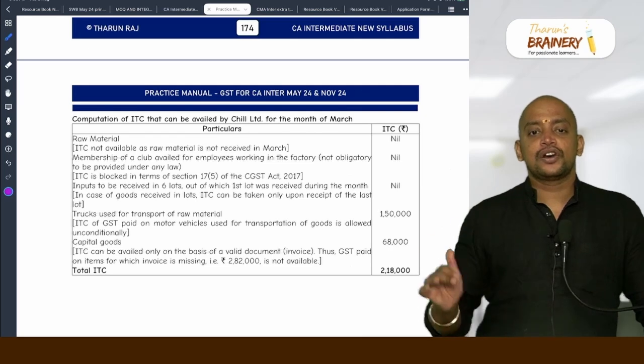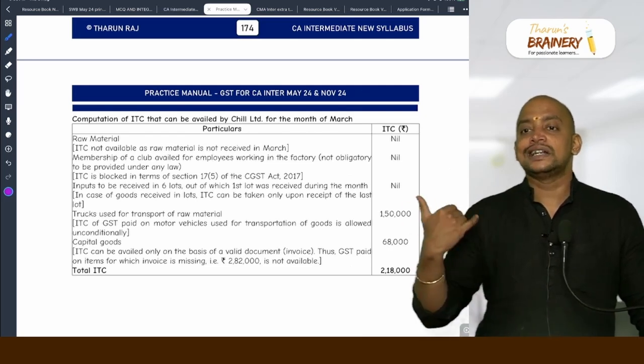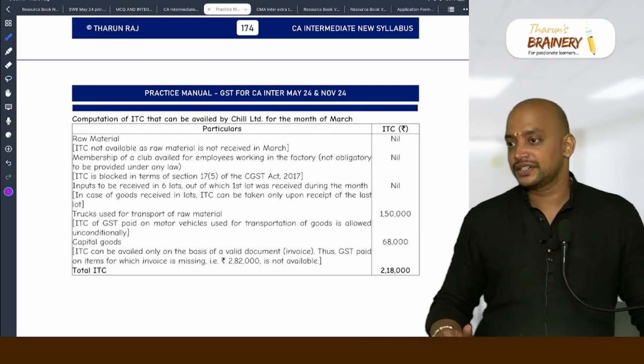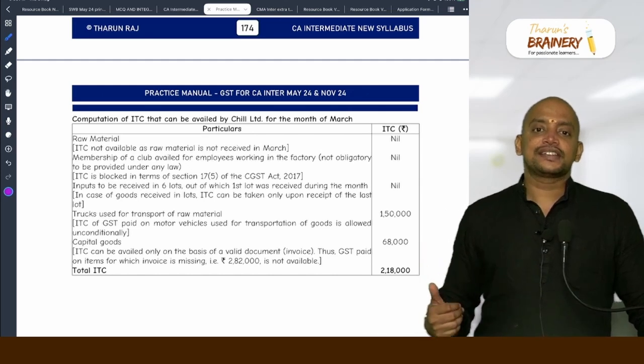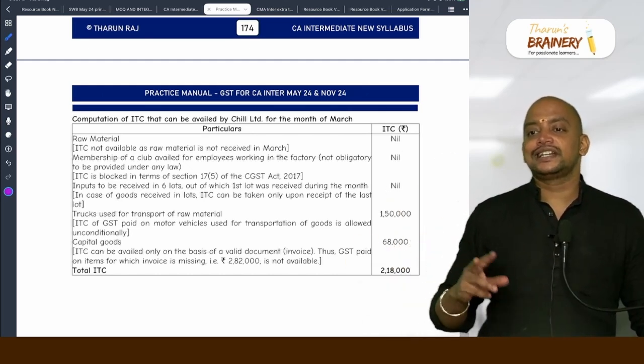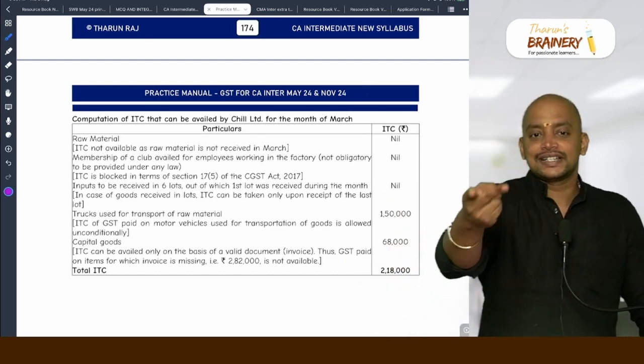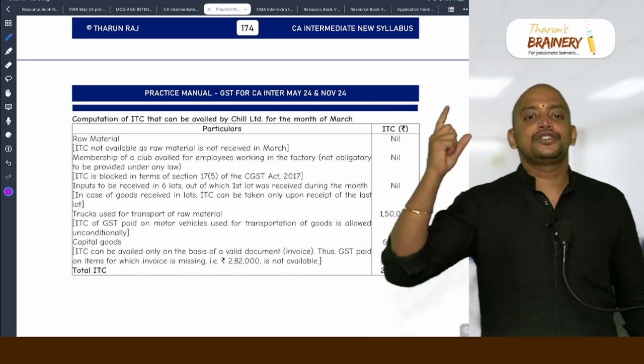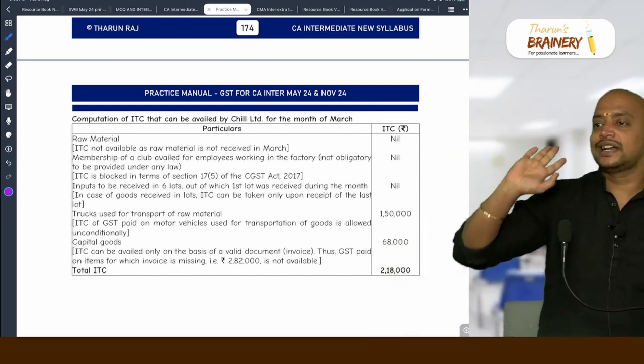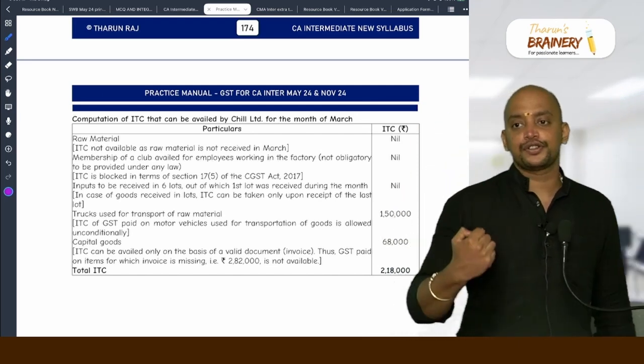Extra one more thing, in all these questions they have given intra and inter directly in the question. But nowadays in exam we need to identify whether it is intra or inter. For the 2 marks extra they are giving. So we need to apply the place of supply provisions and determine. So place of supply provisions also we should be knowing.